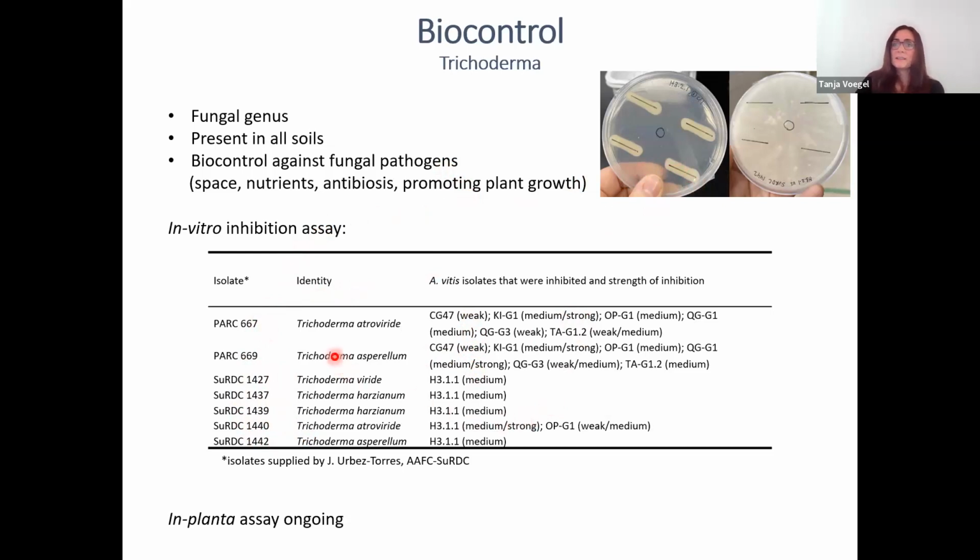And interestingly, two of those are also working very well for trunk diseases. So we are hoping to do more experiments there and work together with Jose to find out if we can use those Trichoderma strains to maybe control both trunk diseases and A. vitis. And also in-planta assays are still ongoing, where we've used Trichoderma for plants.